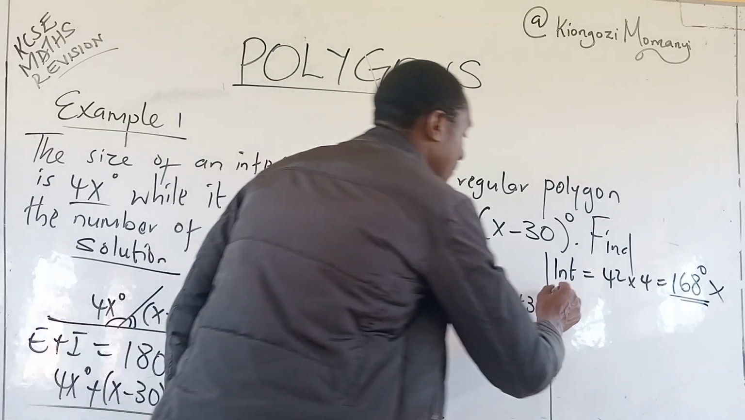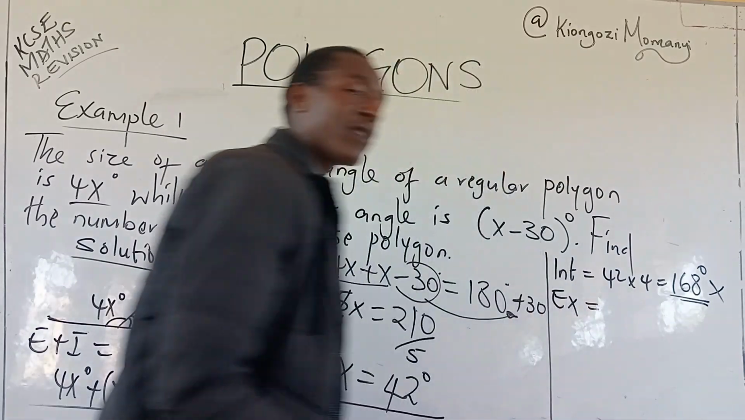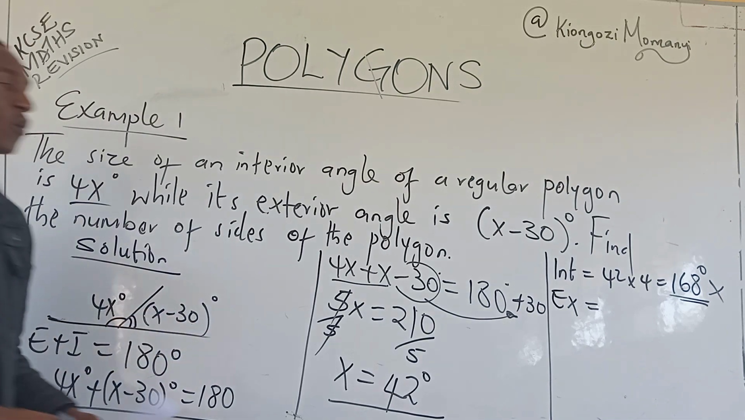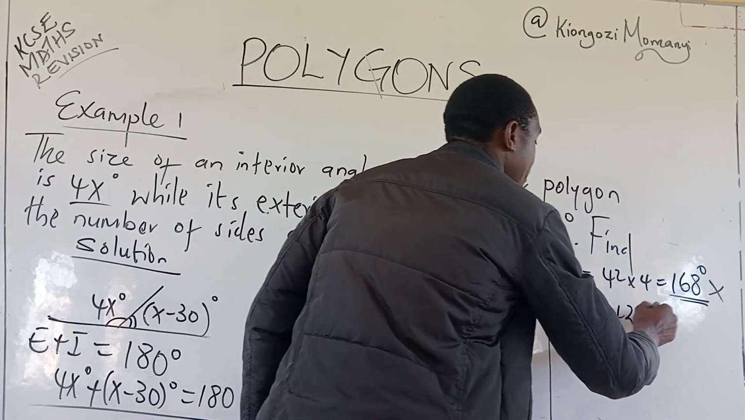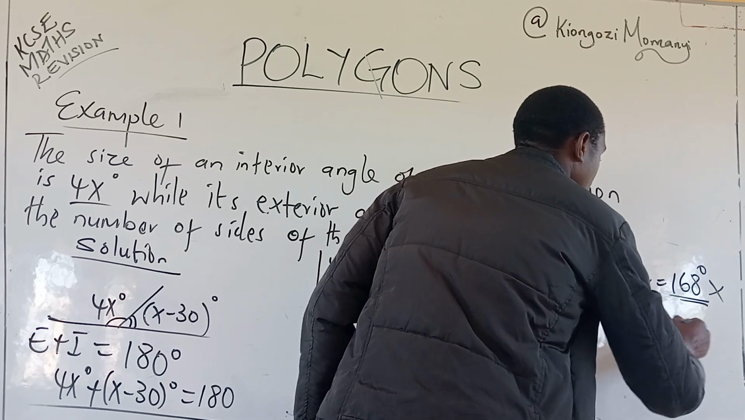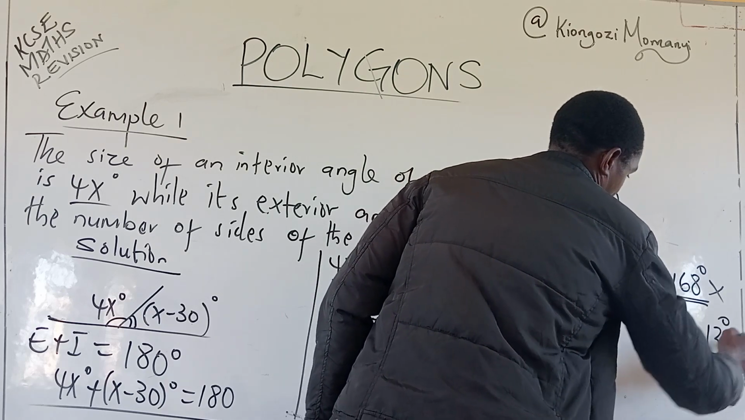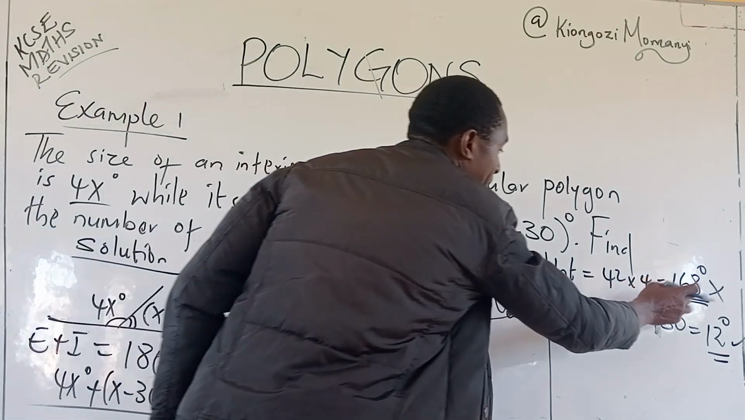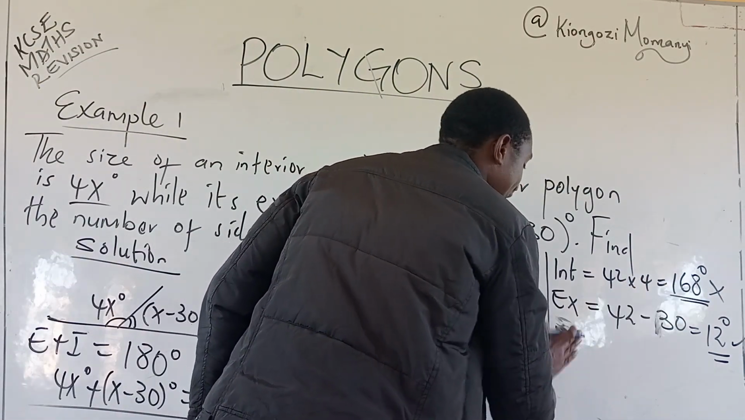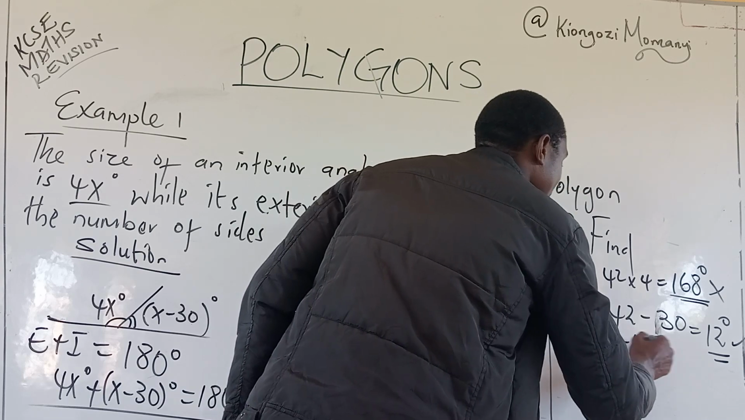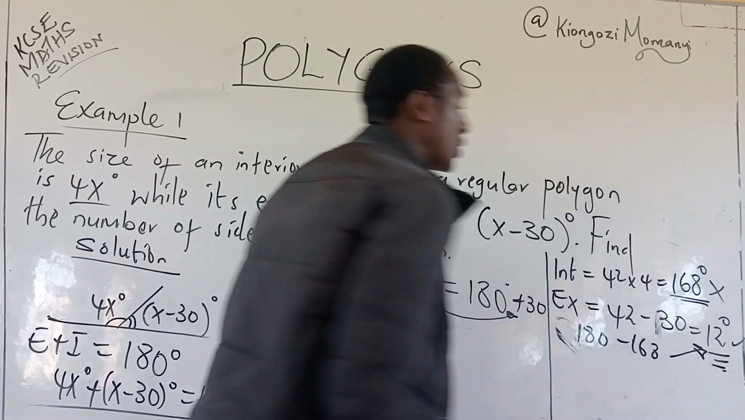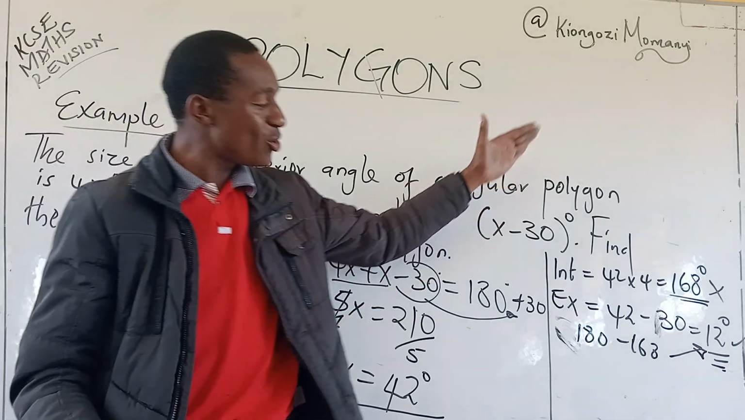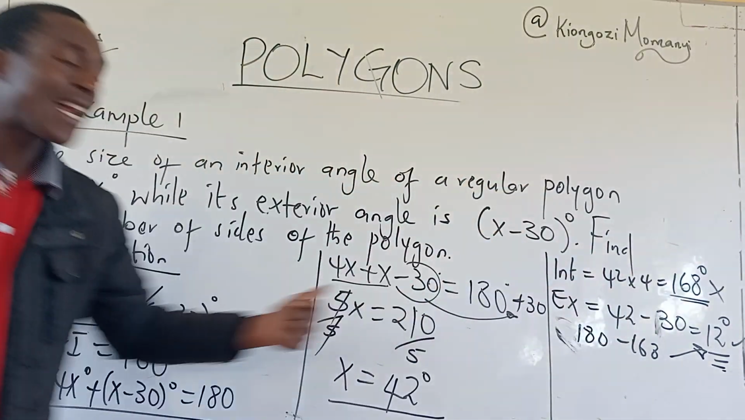The exterior is the most important, and there are two ways of getting the exterior once you have x. You can say x minus 30, which is 42 minus 30, which is 12 degrees. That is okay. You can also say 180 minus interior, and then 180 minus 168, which still gives you 12 degrees.